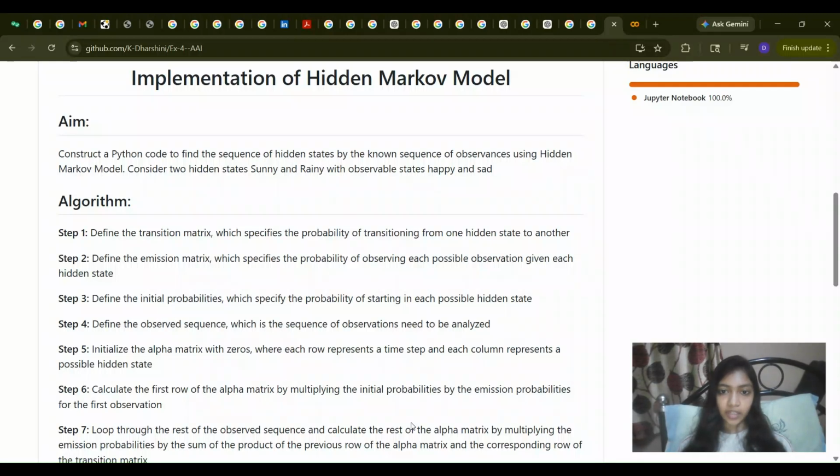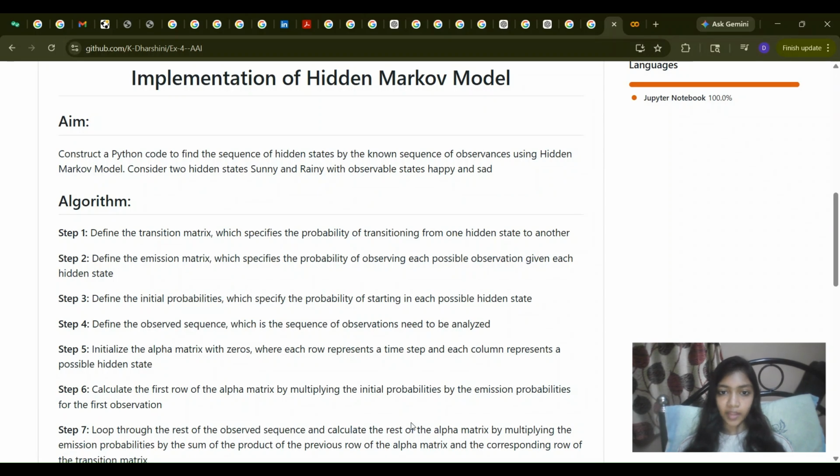Today, I am going to present Experiment 4, which is the implementation of Hidden Markov Model using Python. The aim of this experiment is to find the sequence of hidden states from a known sequence of observations using the Hidden Markov Model, also called HMM. In this experiment, we consider two hidden states, sunny and rainy. The observable states are happy and sad.